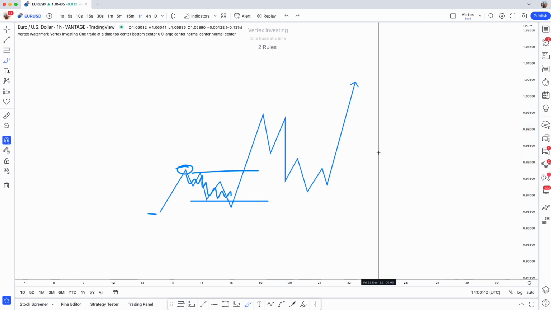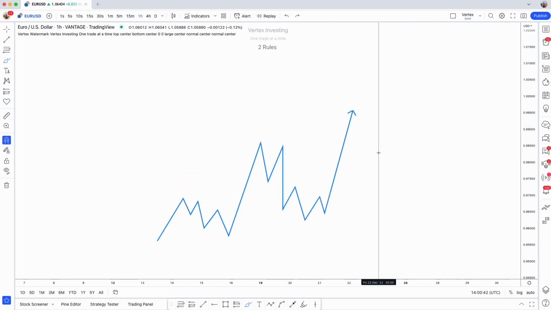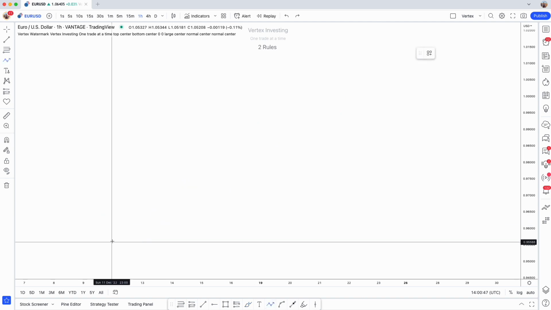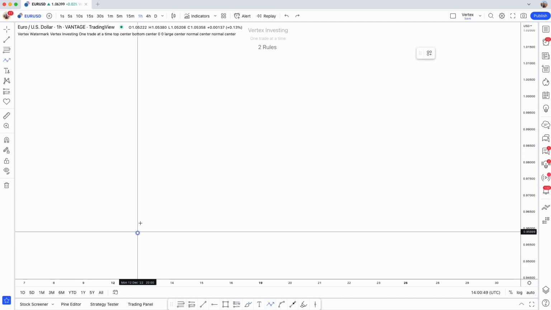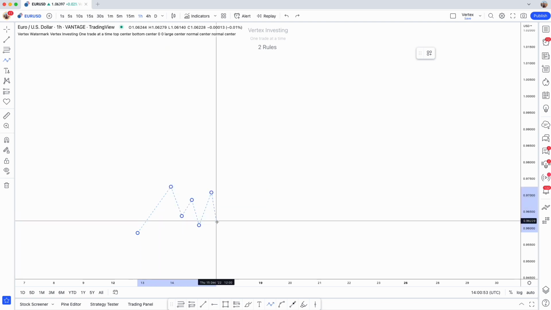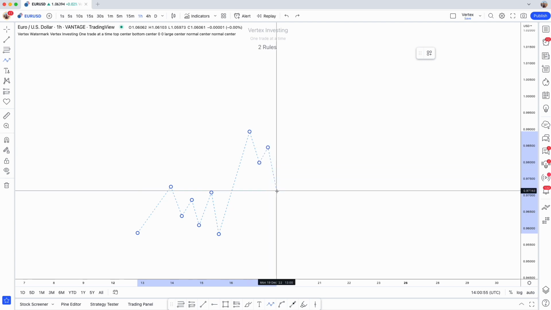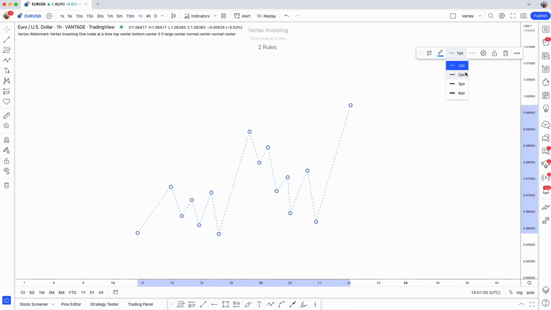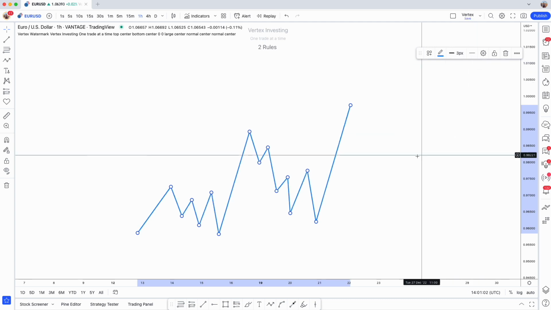So let's try and explain the two rules in a clearer setting. Okay, so let me just draw. Let's start off with having a bullish trend.